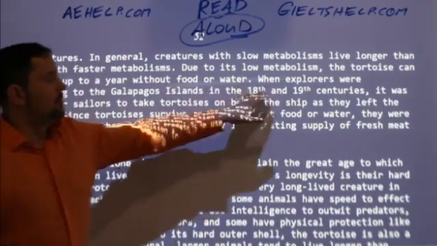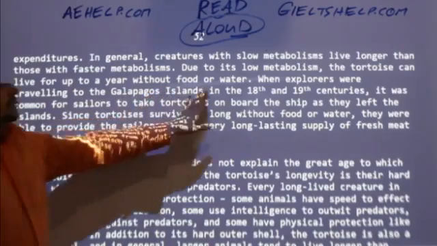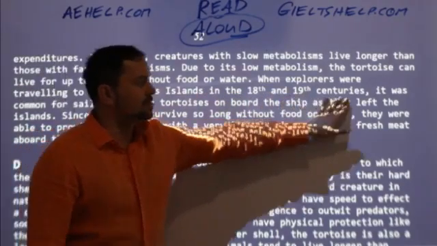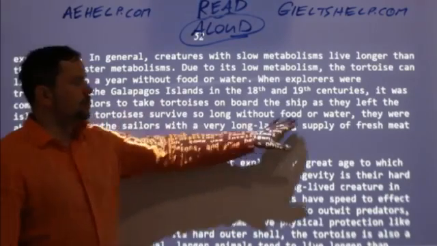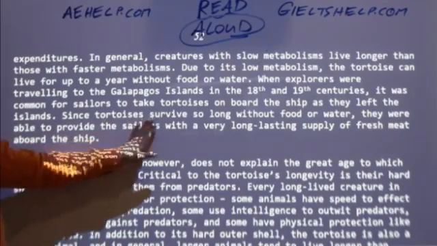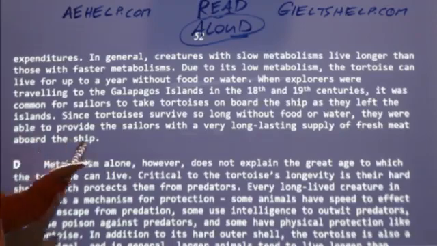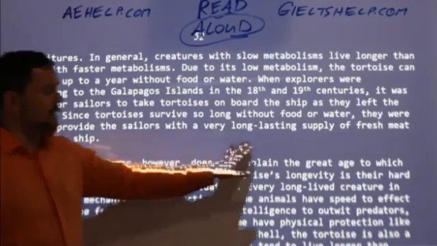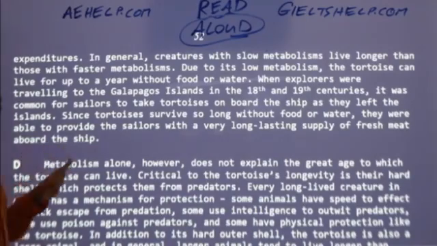Wow! When explorers were traveling to the Galapagos Islands in the 18th and 19th centuries, it was common for sailors to take tortoises on board the ship as they left the islands. Since the tortoises survived so long without food or water, they were able to provide the sailors with a very long-lasting supply of fresh meat aboard the ship.